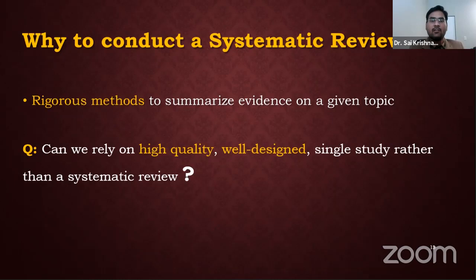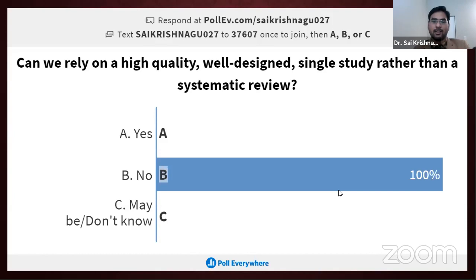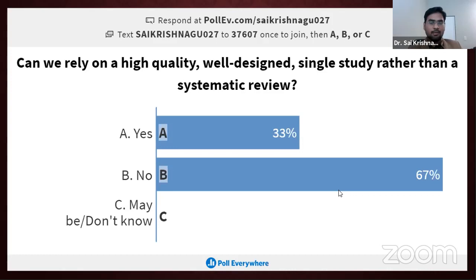and then it is very well designed, meaning that the risk of bias is very low, meaning that particular study has satisfied both criteria, with high quality and well designed methodology. So can we rely on those findings rather than a systematic review? Yes or no? So just go to the tab pollev.com/SaiKrishnaGU027 and give your answers. Again, I can see some uncertainty or mixed answers. Some say yes, most of them say no.